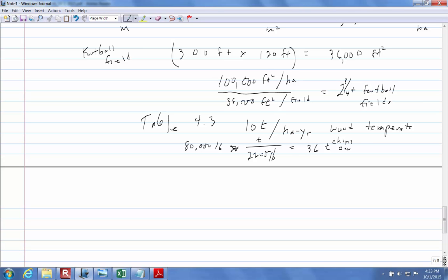But again, it's a problem with temperate climates. If we're in the tropics or somewhere where the trees grow faster, the yields are higher, and that's what we see on this table. Yeah, good question, excellent.